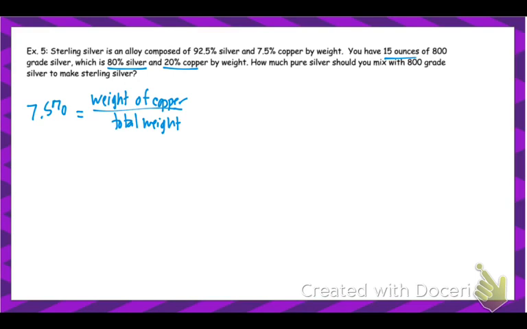So the total weight is going to be composed of the amount of 800 grade that we already have, which is 15 ounces. Then we're going to add however much silver we need to get the consistency we need. That's going to be the total weight of our product. So x here is standing for the ounces of pure silver to add. And that would be our total weight.